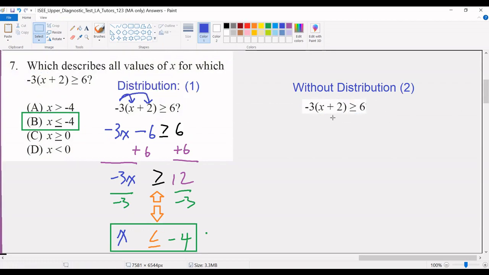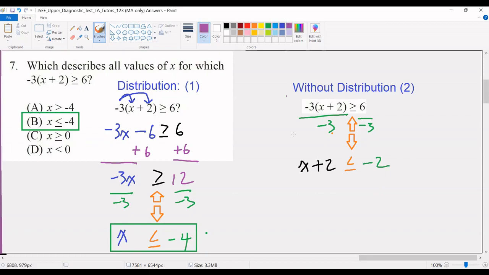So if I'm not doing distribution, what I'm going to actually do first is divide both sides by -3. Again, here is when we have to check to switch our inequality symbol right away, because we're either dividing or multiplying by -3. In this case, dividing by negatives. So we switch from greater than to less than or equal to. And on the left-hand side, the -3's cancel out, so we're just left with x plus 2. And then on the right-hand side, I have 6 divided by -3, so this gives us -2.